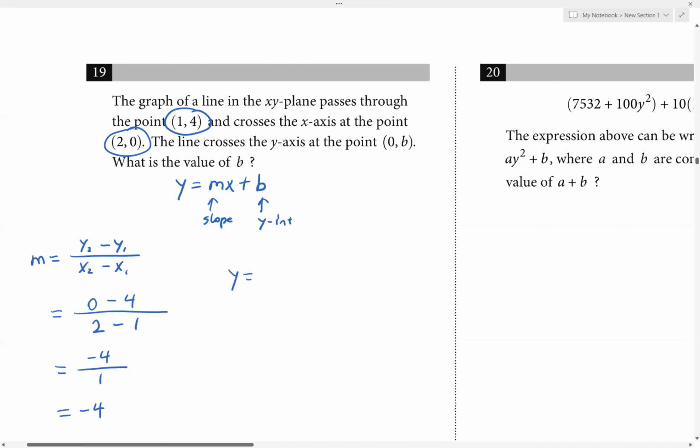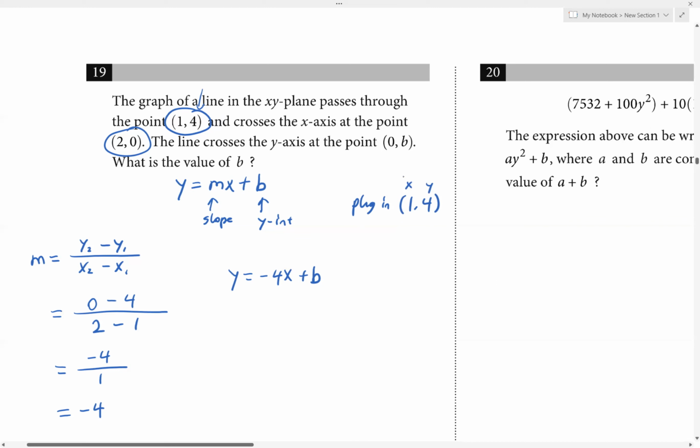Then we plug in for m, and it'll be y equals negative 4x plus b. To solve for b, that's our goal, we want to figure out the y-intercept. So you can just plug in a point. It doesn't matter which point we plug in. Let's say we plug in the first one, (1, 4). Remember, the first number is the x value, and the second number is the y value.